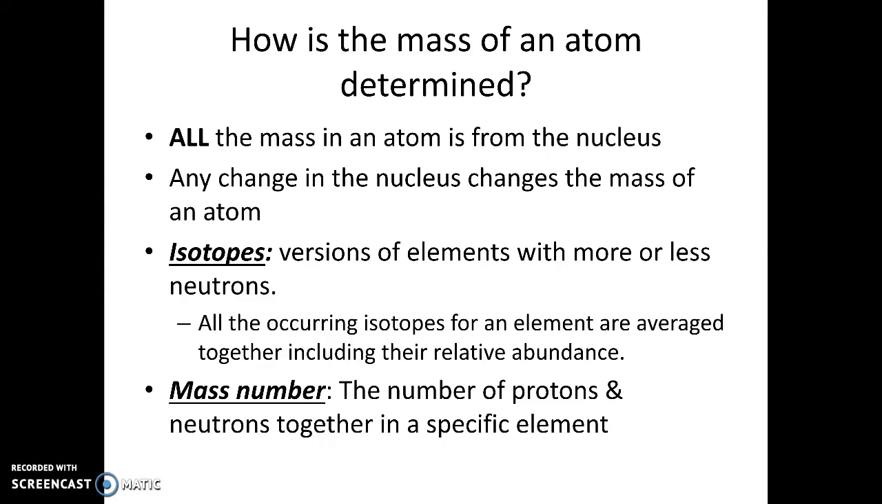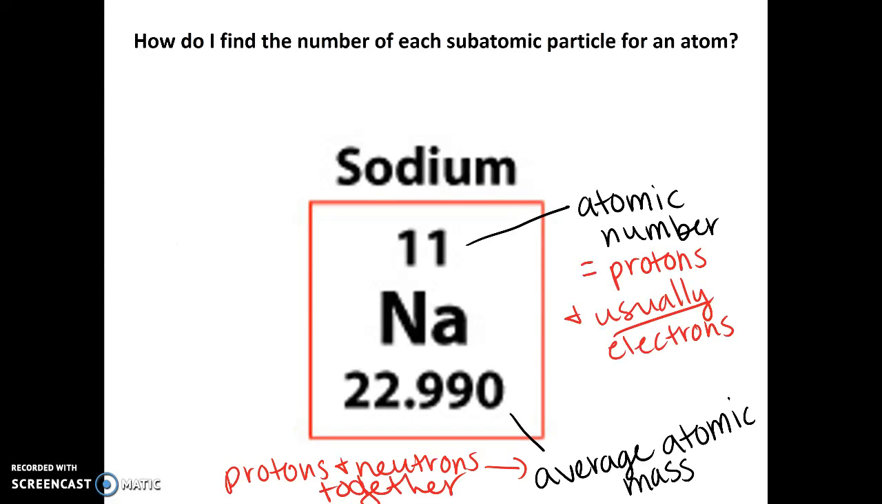I mentioned this isotope idea. That's actually where we've added or taken away neutrons from our nucleus, and that will affect the mass of the atom. When you look at the periodic table, that average atomic mass is an average of all of the isotopes that occur, including their relative abundance. What that means is if it's more frequent, then that's going to be taken into account as well. So if you look back at sodium, the most frequent isotope is going to be around 23, but obviously there are some that are 22 or less as well.